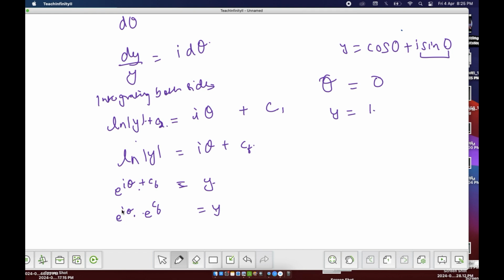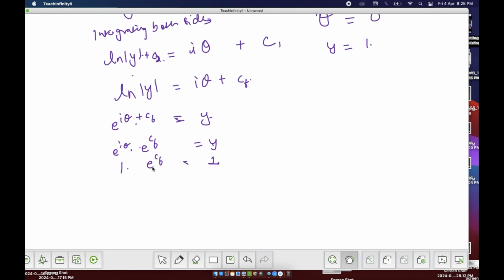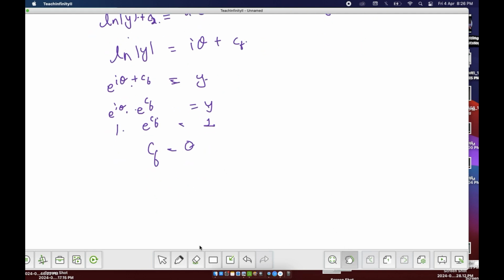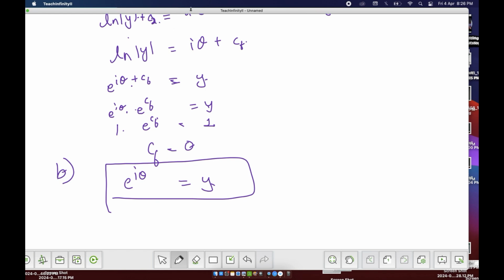So e to the power 0 will become 1. 1 times e to the power cf becomes equal to 1. That's only possible if cf is also equal to 0, right? Because e to the power 0 will make it 1. Therefore, we can write our function again as e to the power i theta, plus 0, or we don't have to write 0, so that's equal to y. That's my second part answer, I think.